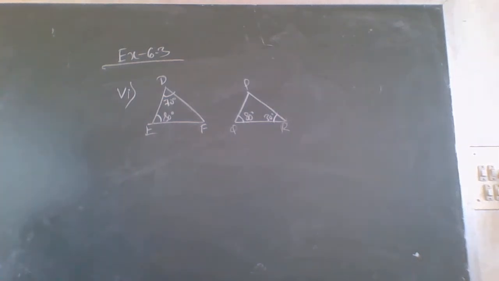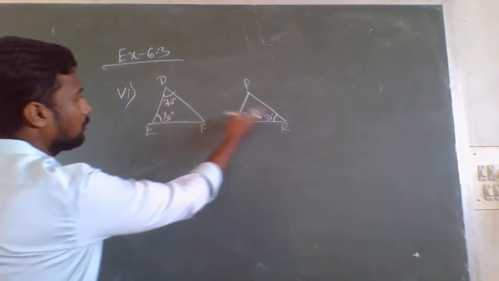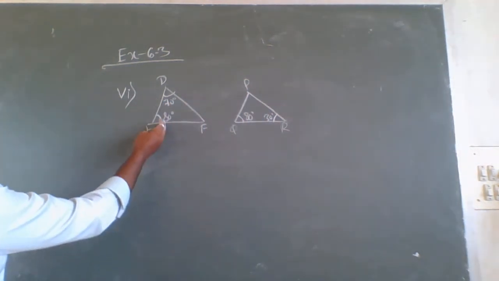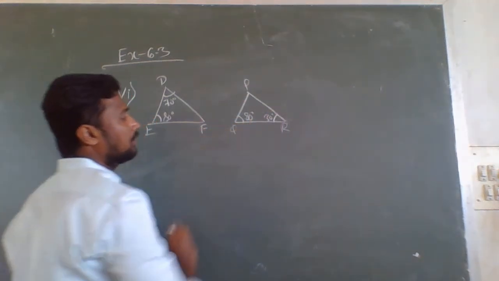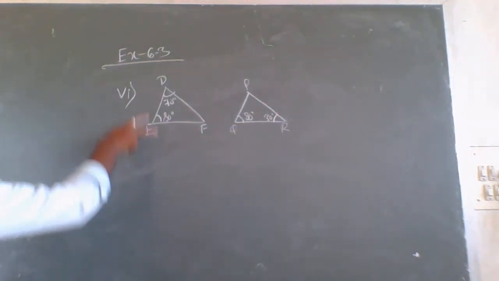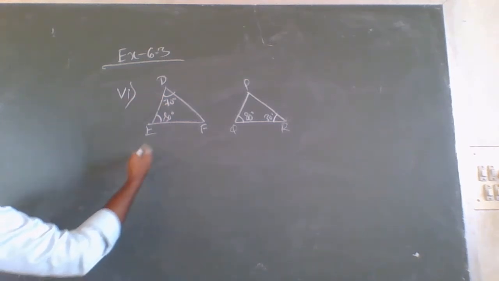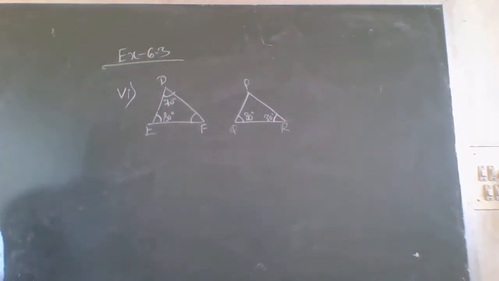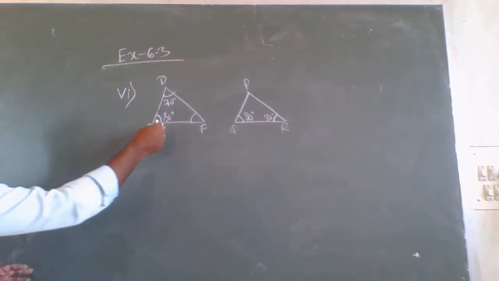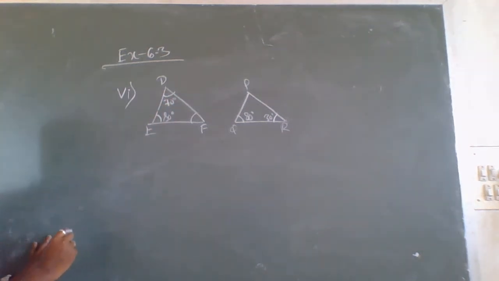So here in these two triangles, to check whether these two triangles are similar or not, I have given the size of two angles. Here this is 70 degree and 80 degree, here 80 degree and 30 degree. By using the size of these two angles, we can calculate the remaining angle. We all know the angle sum property. I think you all studied it in previous class. Here, the sum of internal angles in a triangle always equals 180 degree.